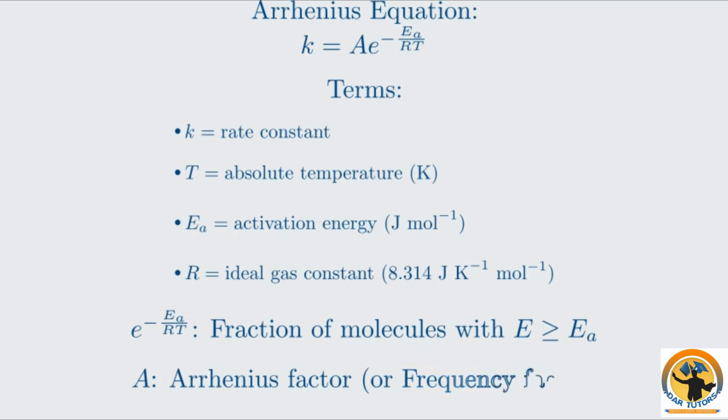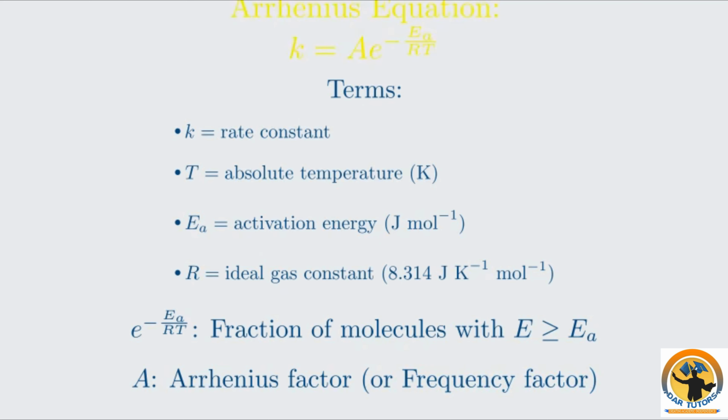In essence, A captures how often and how correctly collisions happen, while the exponential term captures how energetically they happen. We can see the relationship between temperature and rate more clearly by looking at the equation. As T increases, the negative exponent becomes less negative, so e to the power of negative E sub A over RT becomes a larger number. This results in a larger K, and therefore a faster reaction rate. This equation provides a precise, quantitative description of how temperature accelerates reactions.